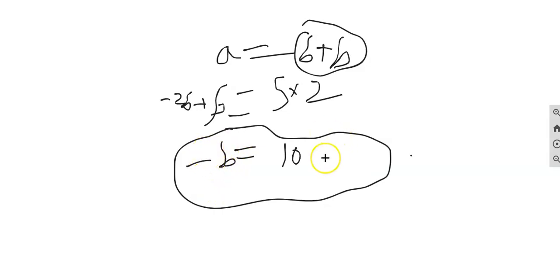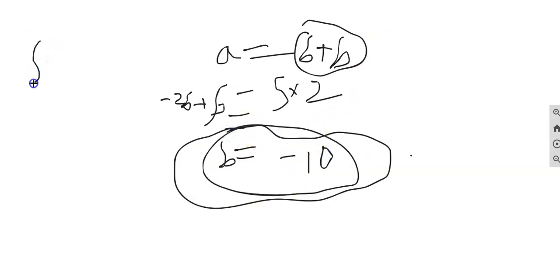So let's bring that minus 1 to here. And so it equals times minus 1. And what is 10 times minus 1? Yes, you know, minus 10. And so we know that right now this is the final answer of b. b equals minus 10.